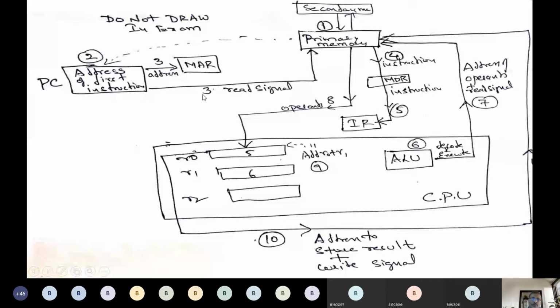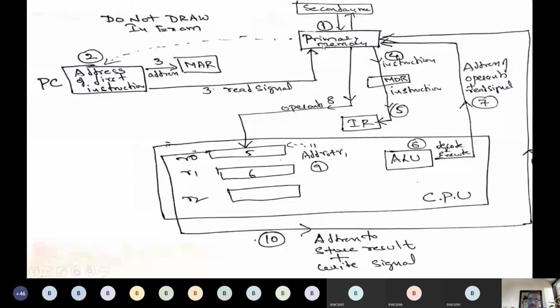Now, what does the read signal mean? It is to read some data from primary memory. If you send a write signal, you can write some data into primary memory. If you want to read, you send a read signal. These read and write signals are entirely controlled by the control unit of the CPU. So the read signal is sent to the primary memory saying, hey primary memory, please send me the first instruction.